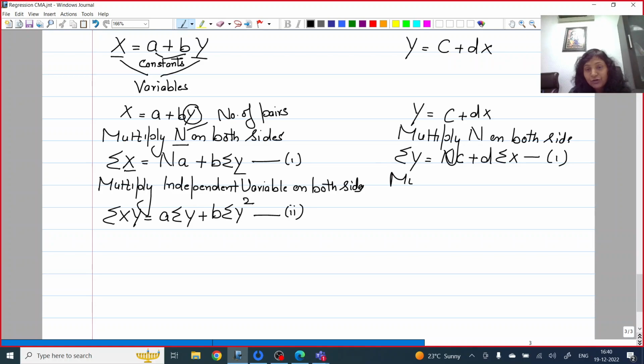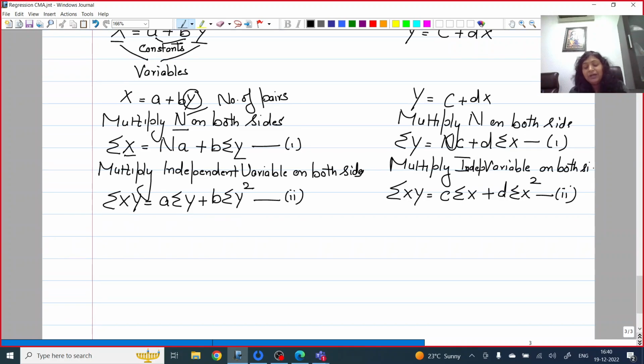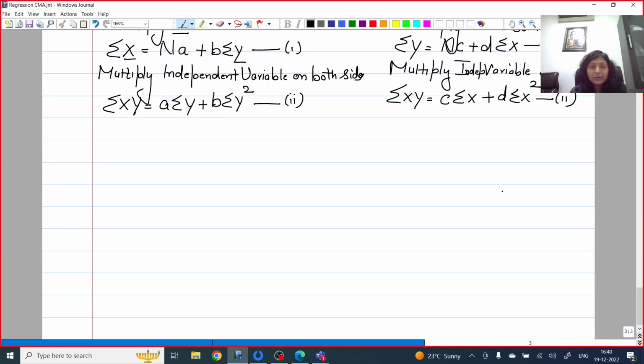Now we have to multiply the independent variable, and in this case your independent variable is x. So multiply the independent variable on both sides. When we multiply x, this becomes summation xy equals c summation x plus d summation x square. So we formulated two equations. Now we can easily find out the equation.